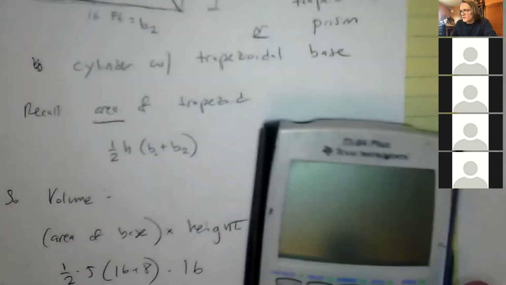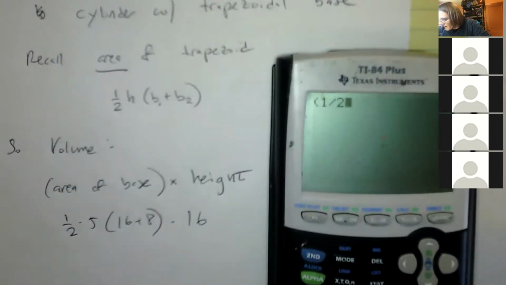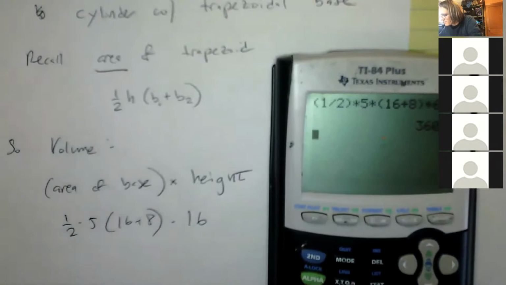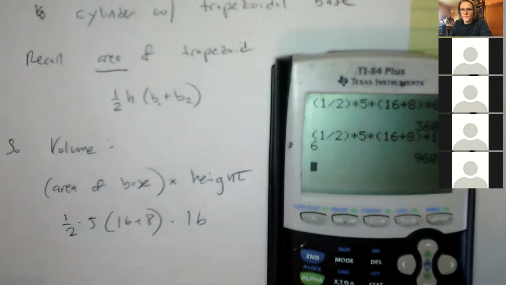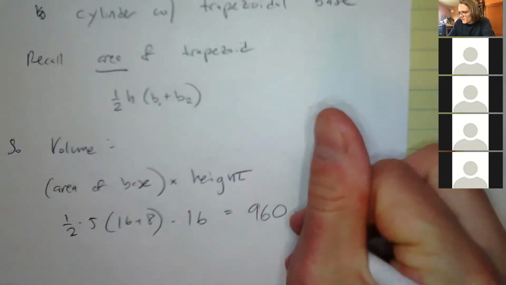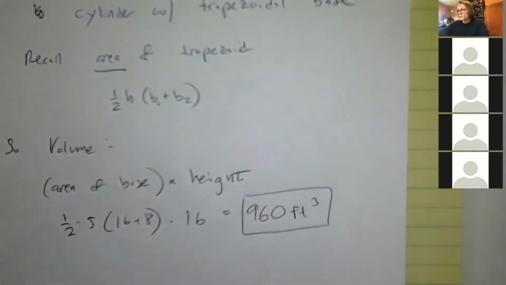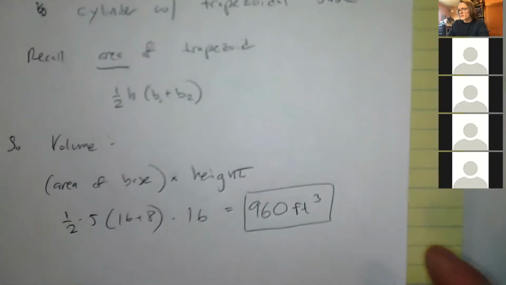In a calculator, we can just get an answer, and then I have another idea I can draw a picture of. 1/2 times 5 times 16 plus 8, times 16. So 960. So it's 960 feet cubed. Right. Let me just draw one more picture, and then we'll call it a day.